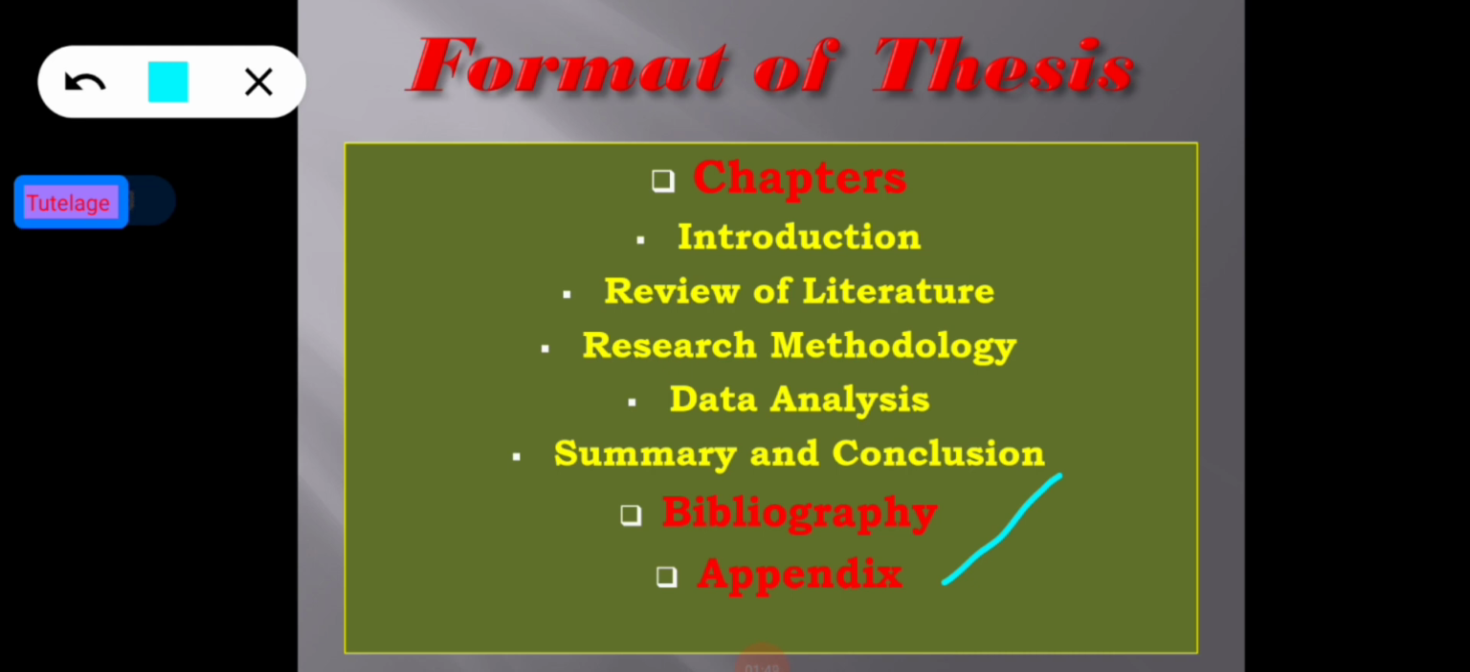So there are four sections basically. The first section includes the title page, certificate, acknowledgement, table of contents, list of tables, list of figures, and list of abbreviations. The second main section is the chapters, which includes introduction, review of literature, research methodology, data analysis, and summary and conclusion. And the last two sections are the bibliography and appendix. I think it is clear what the format of a thesis or dissertation is.